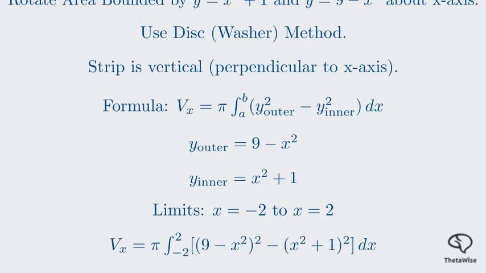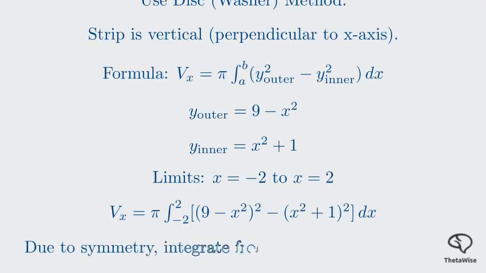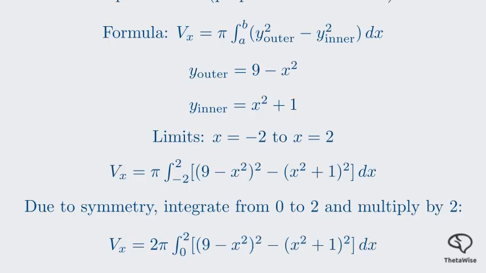Notice the area is symmetrical about the y-axis. The function is even. This means we can integrate from 0 to 2 and multiply the result by 2 to get the total volume. Integrating from 0 to 2 and multiplying by 2 is a great way to avoid dealing with negative limits and can simplify the algebra. Now let's complete the integration for example 5.8, part 1.